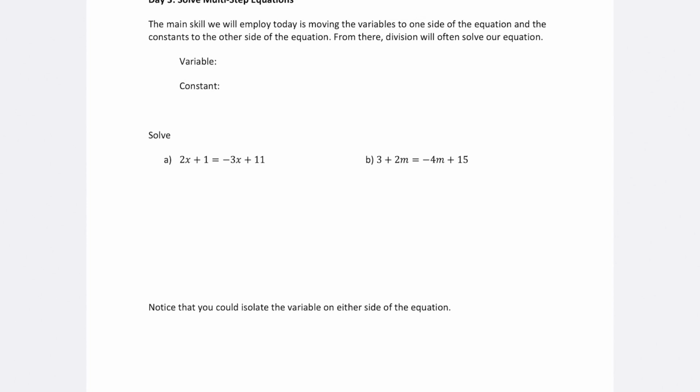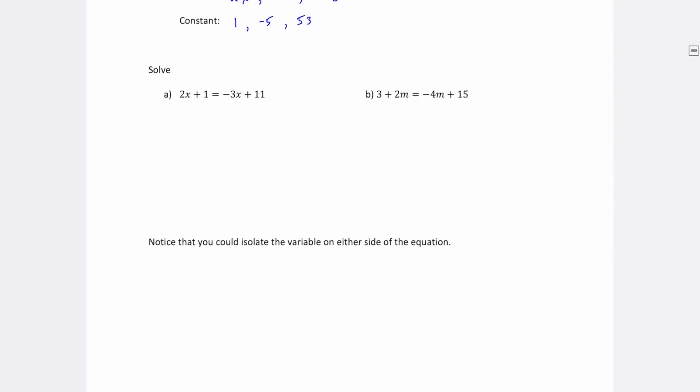So some quick reminders of definition. A variable is an unknown. It's something that can change. So an example of this would be 2x or 3b or negative 4y. Those are all variables, whereas a constant is just something that is a specific number. It doesn't change. So the number 1 is a constant, or negative 5 is a constant, or 53 is a constant. Okay, so the main skill again, we're going to move the variables to one side of the equation and the constant to the other side of the equation.